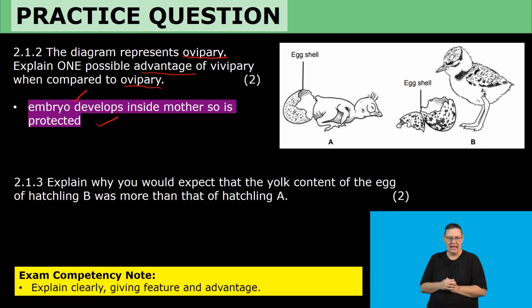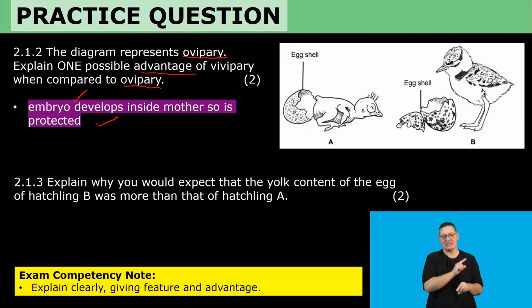So in other words, can you see how the examiners can play around asking simple questions in different ways? Here they want you to understand the difference between vivipary and ovipary. And as you tell us the advantage of vivipary, you are basically giving us the definition that the embryo develops inside the mother and therefore it is protected.